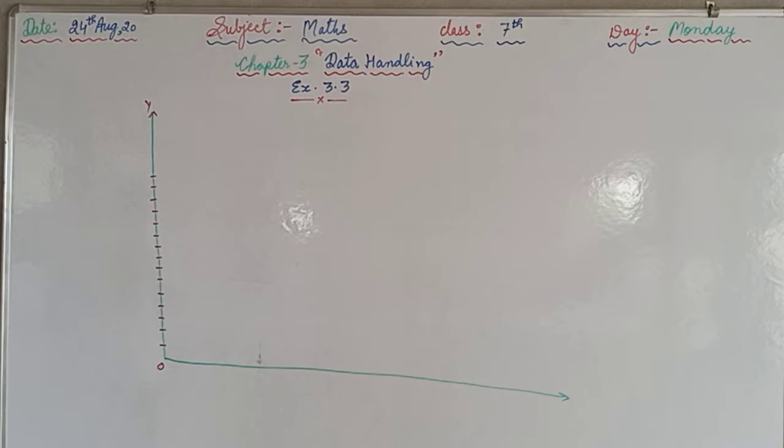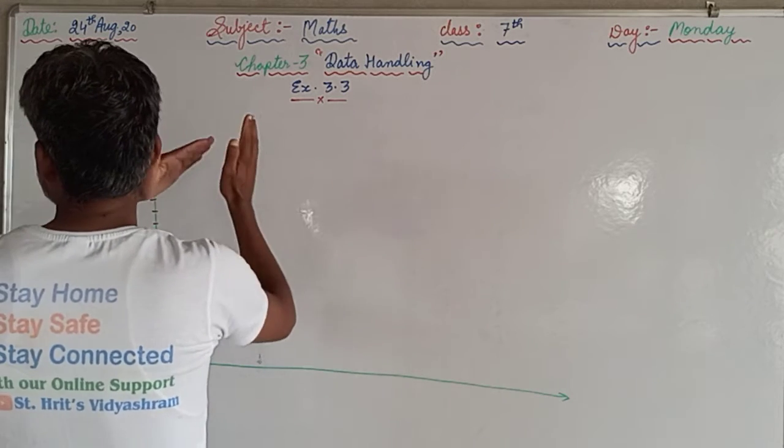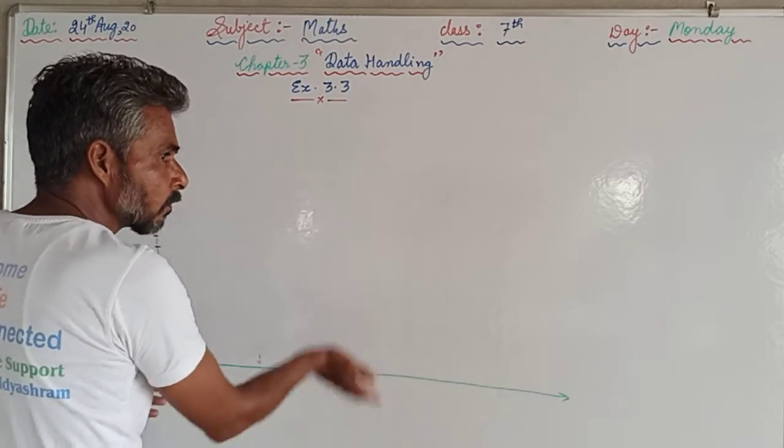So question number 3. In all these questions you are supposed to draw the graph. In question number 3, the number of children in 6 different classes is given in the table. We have to represent the data on a bar graph. For that we require a graph notebook, and in that graph notebook you are supposed to leave 1 or 2 columns from this side and 1 or 2 columns from the bottom side.